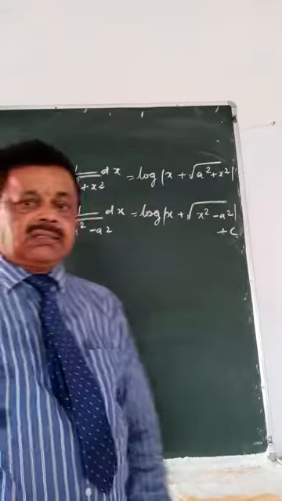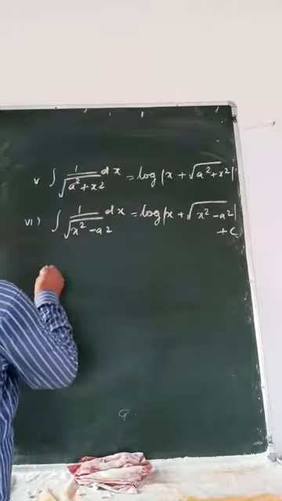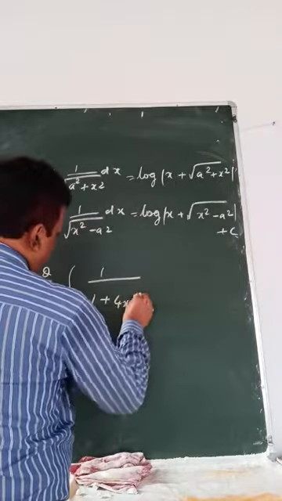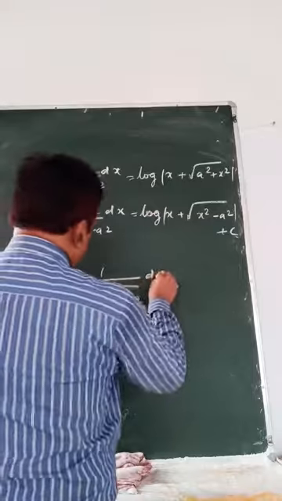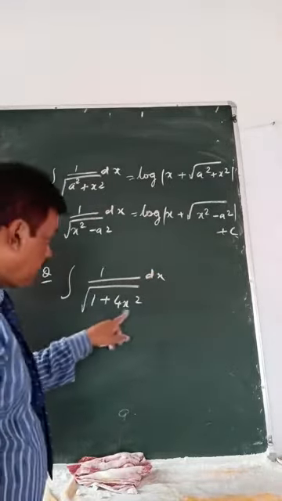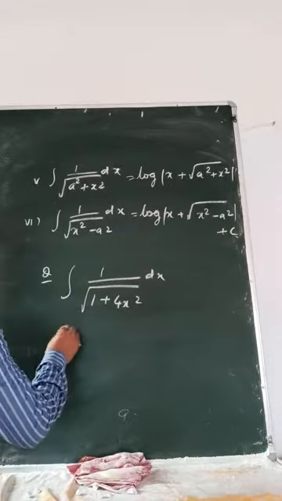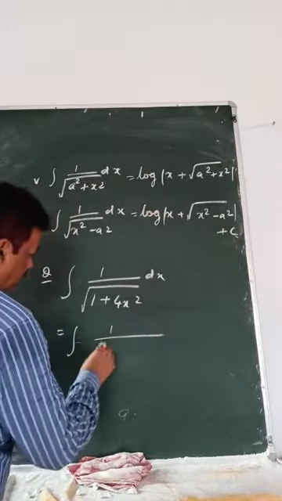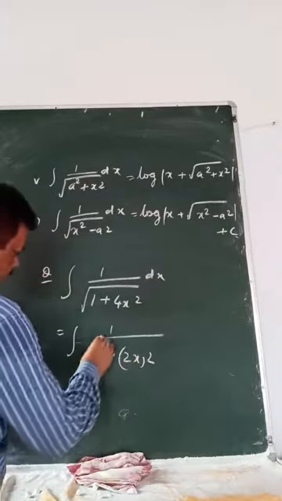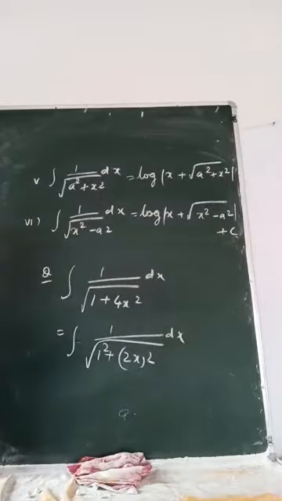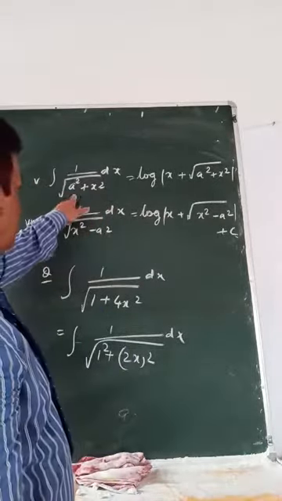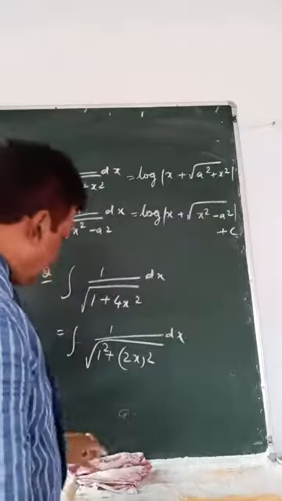Okay, let's see what the pattern of questions on this is. Start with a simple question. 1 by square root of 1 plus 4x square. So what you have to do is, you write it in square form. So that will be 1 by square root of 1 square plus 2x whole square. Okay? Related to which formula? Look, related to this formula.